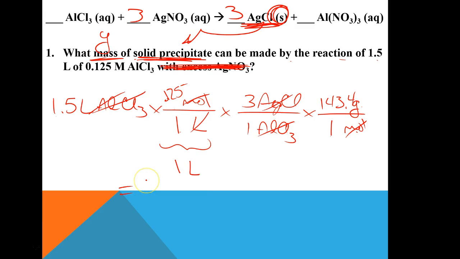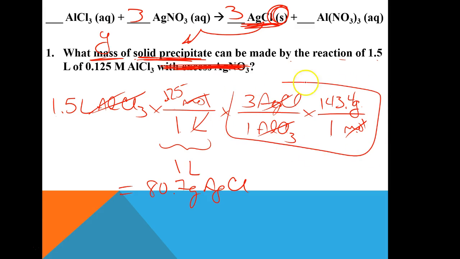Go ahead and do all the math. 1.5 times 0.125 times 3 times 143.4. And I got 80.7 grams of AgCl. So it's just adding another step to stoichiometry. This stuff you guys should already be familiar with. You should already know how to use the balanced equation.